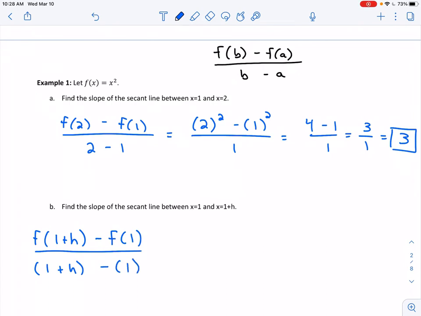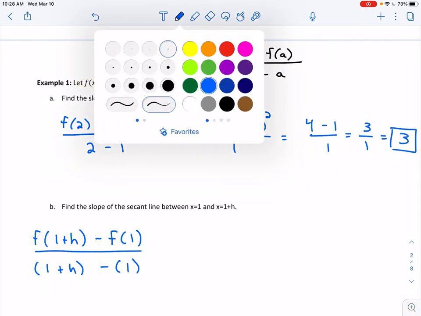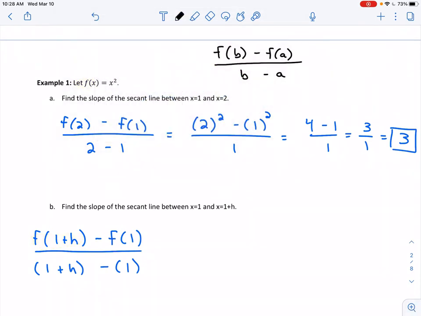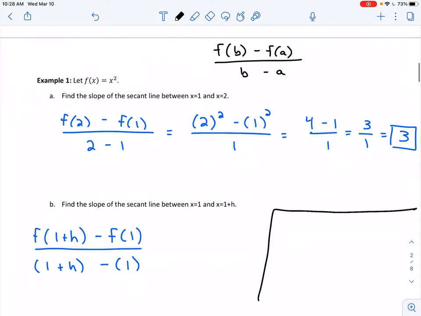Now here, this one's a little bit more complicated than it was last time because I want to take 1 plus h and plug this into my function f of x. So I'm going to do a little bit of scratch work off to the side in the margins here. I'm just going to see if I can figure out just what is f of 1 plus h first, and then I'll go ahead and plug that in.